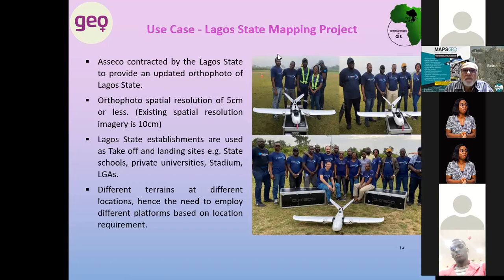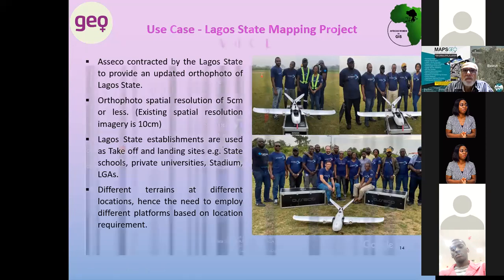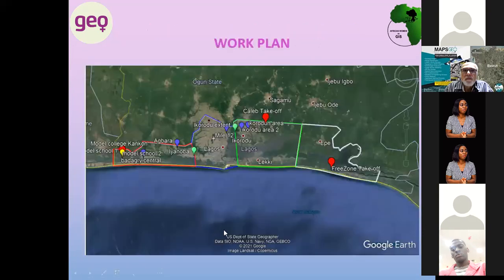In order for us to carry out this project, we make use of Lagos State establishments such as stadiums, schools, local government, and any other private state that is suitable for our equipment. Because we have different terrains at different locations, we also needed to employ other aircraft. You can see a picture of myself, my team on field. This next slide just shows our work plan.